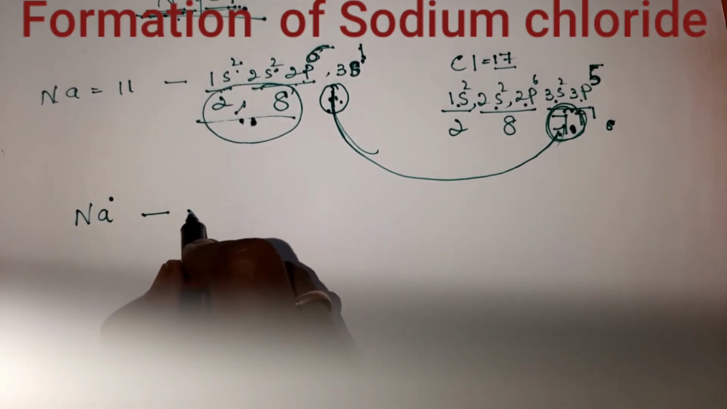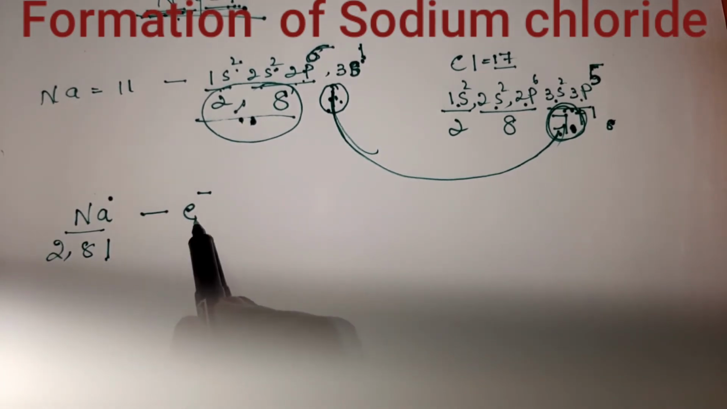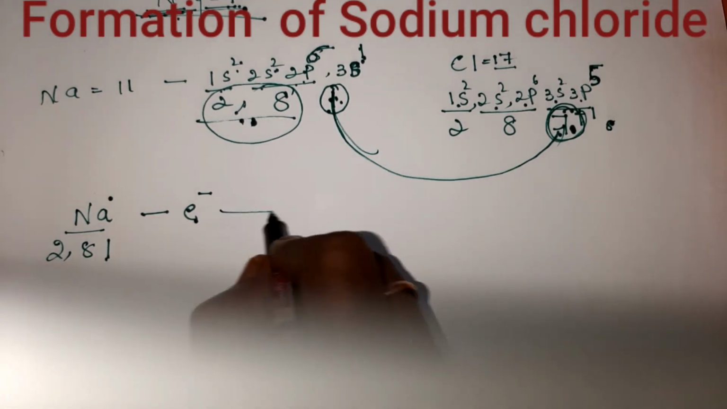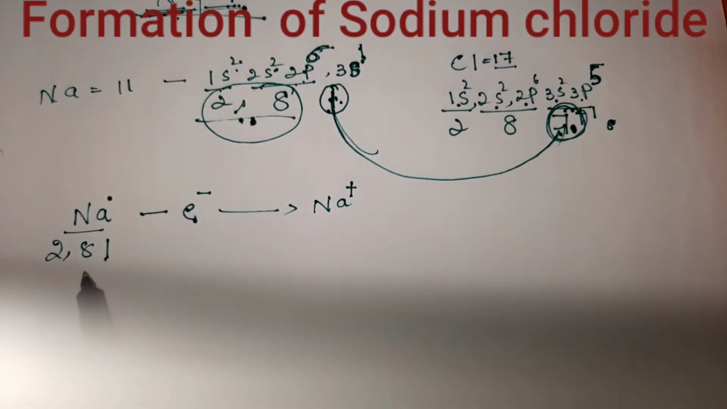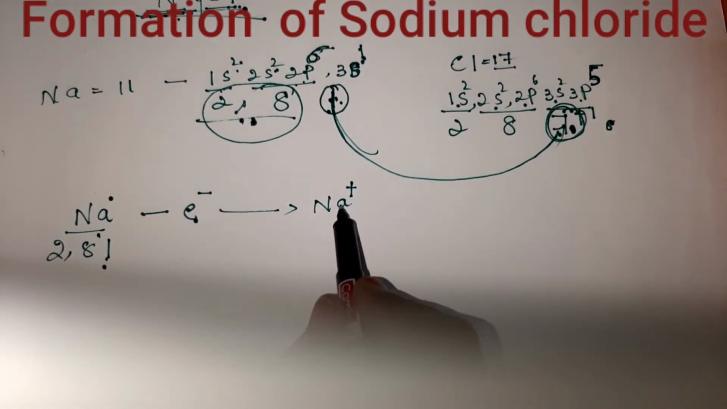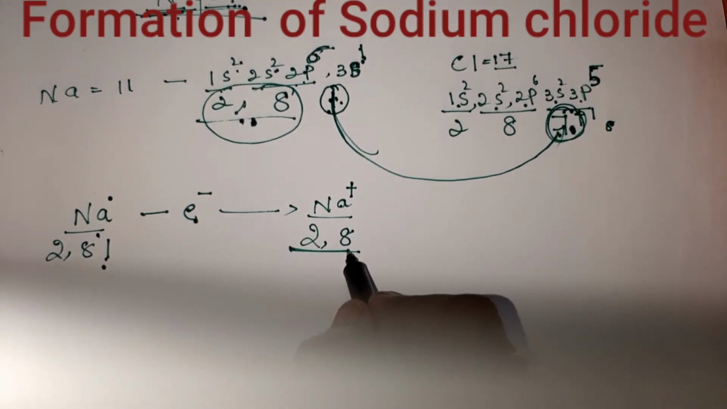Now sodium loses 1 electron, children. Sodium has got 2, 8 and 1. Sodium loses 1 electron and becomes an ion, sodium ion. Sodium atom loses 1 electron and becomes sodium ion, 2 and 8. This is called sodium ion.